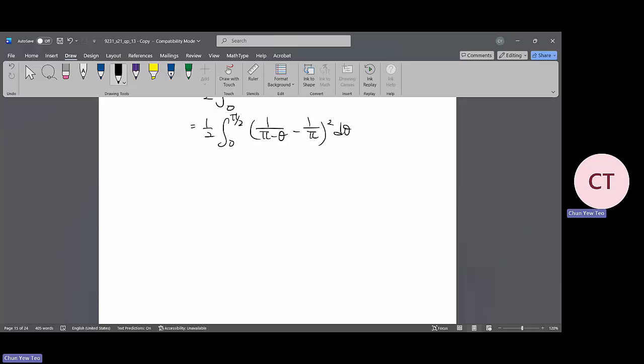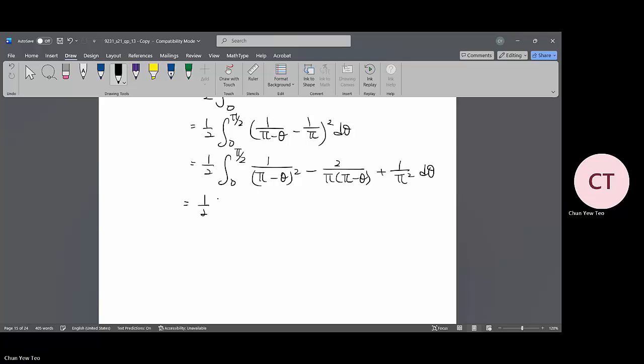So what you can do over here is just to expand them. Expand the bracket, then you get this square minus the 2 over pi minus theta plus 1 over pi square d theta. So if you integrate them, this one it will be 1 over pi minus theta. This one will be a 2 pi ln, that's plus here, pi minus theta, then plus the 1 over pi square theta from 0 to pi over 2.